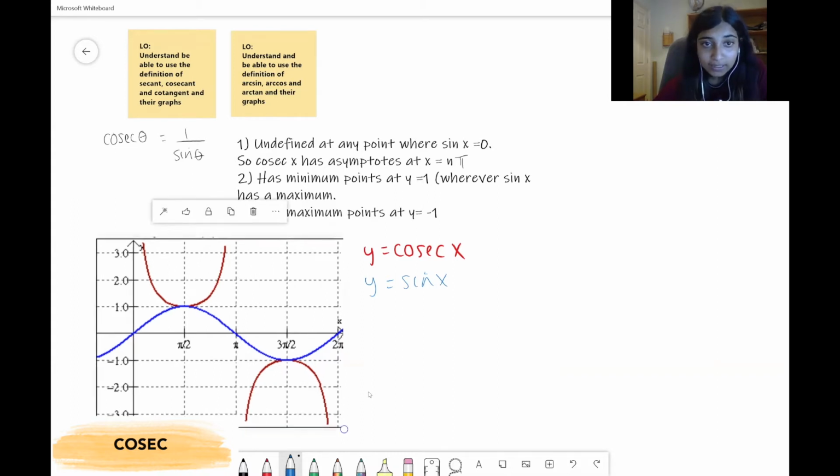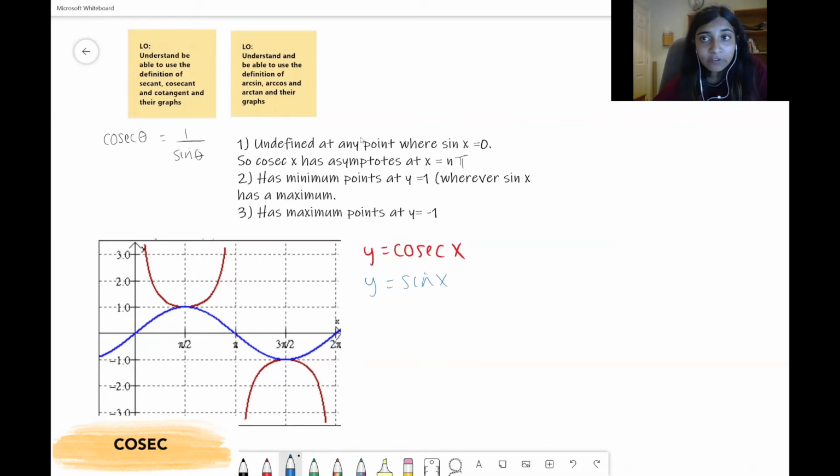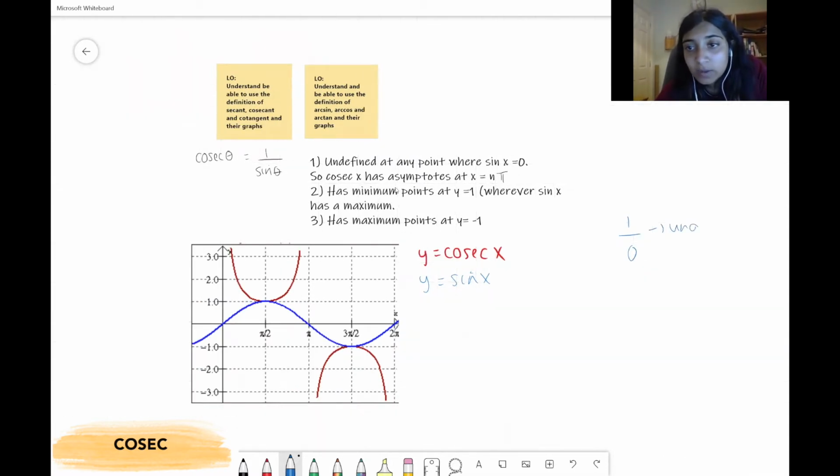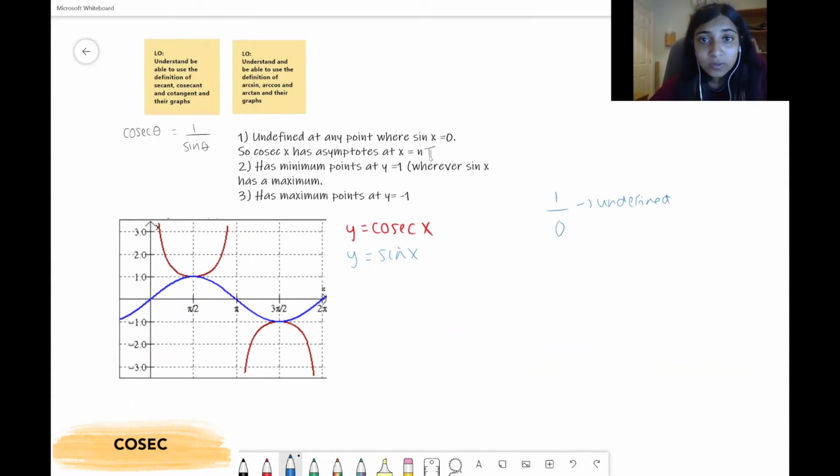we have the red graph, which is y equals cosec x. So the first point written here is that the graph y equals cosec x is undefined at any point where sine x equals 0. That makes sense, because cosec theta is defined as 1 over sine theta, and whenever sine x is equal to 0, you would be doing 1 over 0, and you can't do that. That means it's undefined.